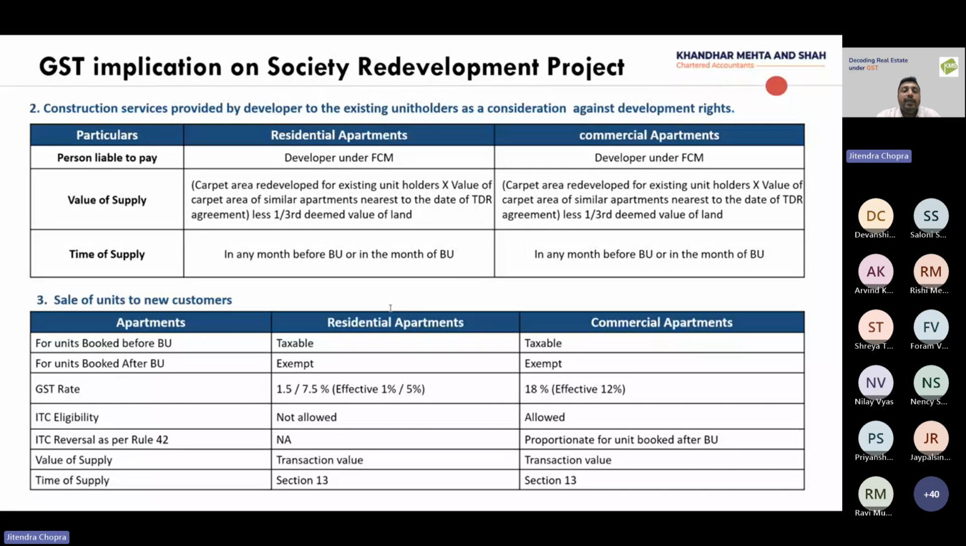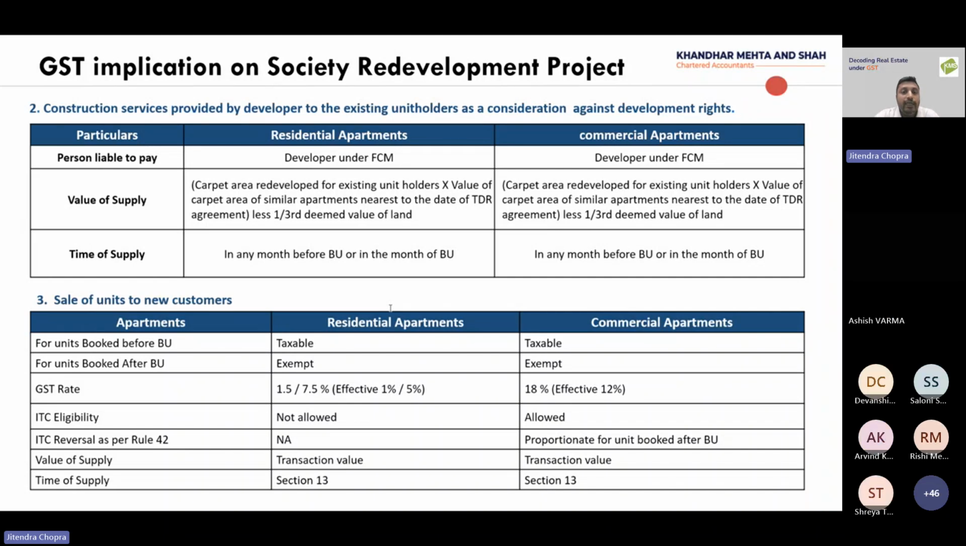Now, this is a very important concept in redevelopment projects. Many times people say that the developer is giving free flats to existing members, but under GST, these flats are not actually treated as free, because the society or existing members are giving development rights to the developer, and in return, the developer is providing newly constructed flats. So the GST department treats this transaction as construction services provided by the developer in exchange for development rights. Therefore, GST becomes applicable even though no money is received from existing members.